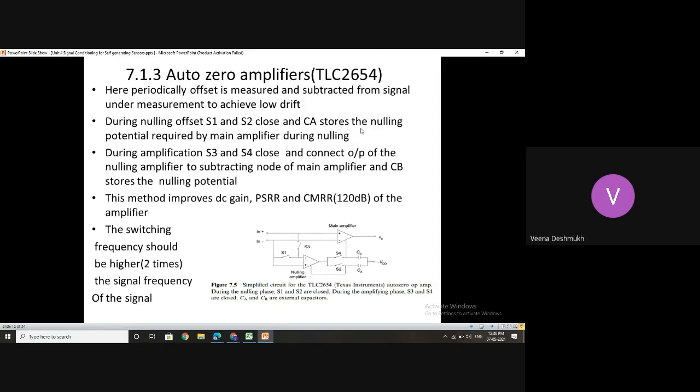So what exactly are these auto zero amplifiers? What is their working mechanism? Auto zero amplifiers basically have two amplifiers. One is the main amplifier used for amplification purpose, and you can see here it is connected in the open loop mode. And there is one more amplifier which is used for reducing the offset to 0, which is commonly called the nulling amplifier. Nulling is reducing to 0.